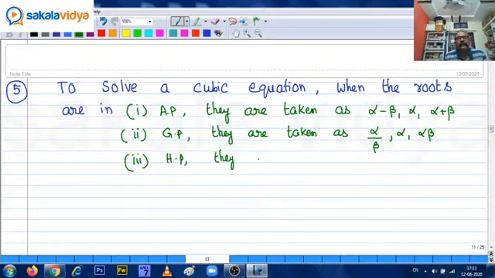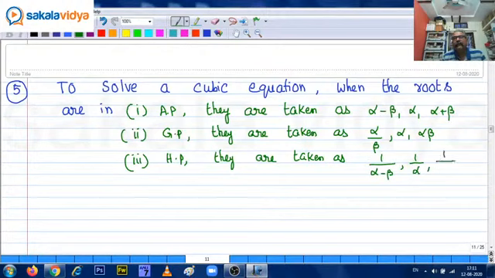roots are taken as 1 upon alpha minus beta, 1 upon alpha, 1 upon alpha plus beta. This is a very important point. Results we need to remember.